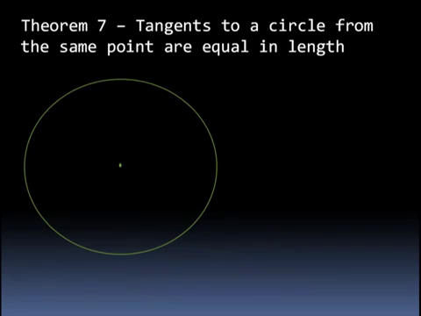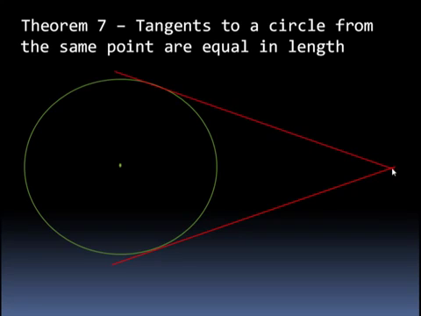Excellent. Theorem 7. Tangents to a circle formed from the same point are equal in length. Tangents to a circle from the same point are equal in length. So here we have a tangent from this point here, and it's going to touch the circumference here, the point of tangency here. We have another tangent from the same point here to the circumference. So what we're looking at is where it actually touches the circumference. We're not looking at this extra piece here.